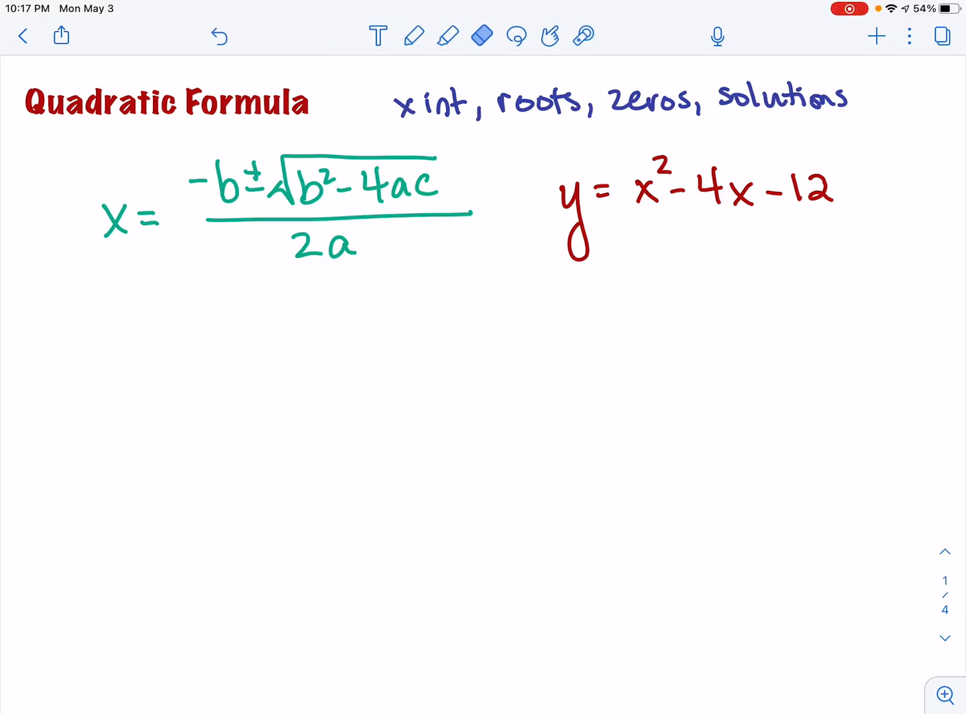Right, today we're going to look at using the quadratic formula to help us in solving quadratic equations. When we are solving this quadratic equation, we're looking for values that would give us our x-intercepts, which are also sometimes called roots or zeros or solutions. Basically, it's the values for x when y is 0.